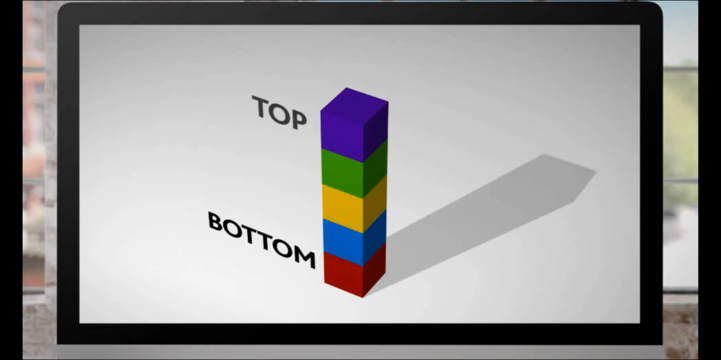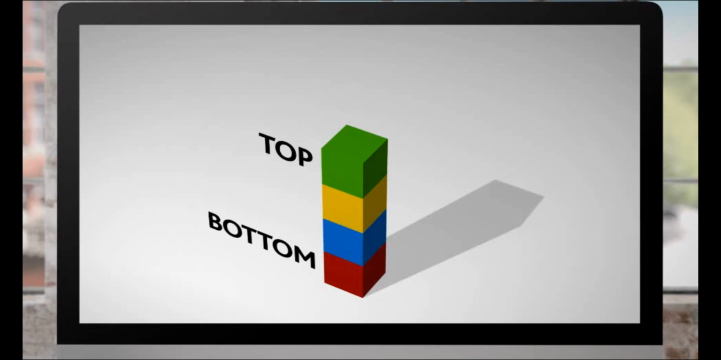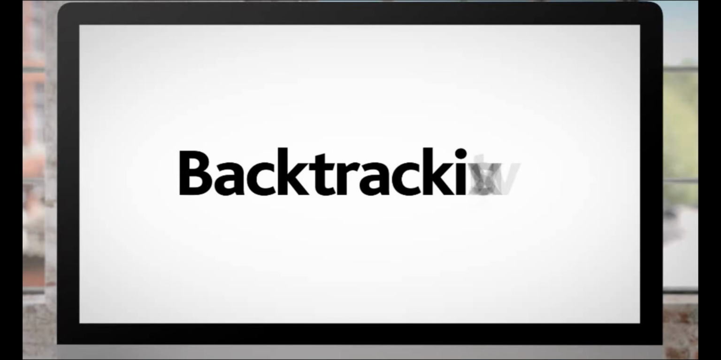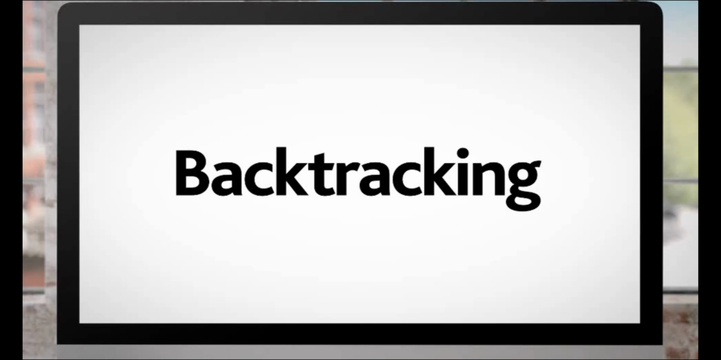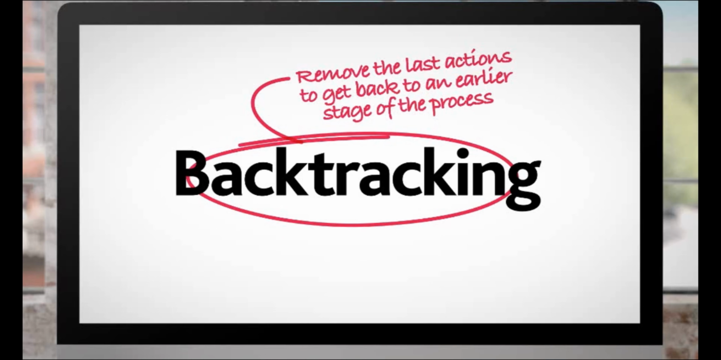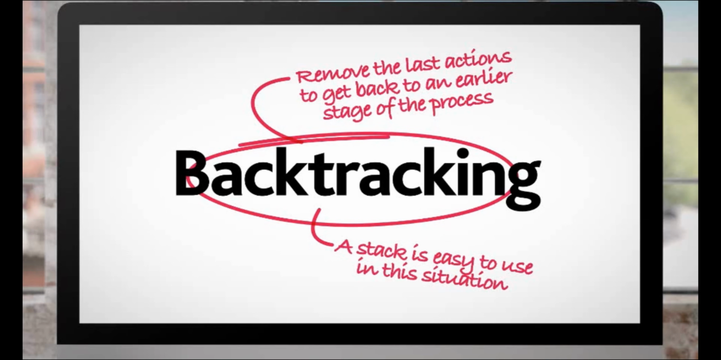The bottom of the stack will always remain in the same place. It has a static position. The top of the stack, however, is dynamic and will move each time a data element is pushed to or popped from the stack. One common application for the use of stacks is backtracking. In the backtracking process, a system may need to remove the last actions that have taken place in order to get back to an earlier stage of the process. Therefore, a stack is easy to use in this situation as the items pushed to the stack can just be popped off it. OK, now we've reviewed stacks, let's take a look at queues.